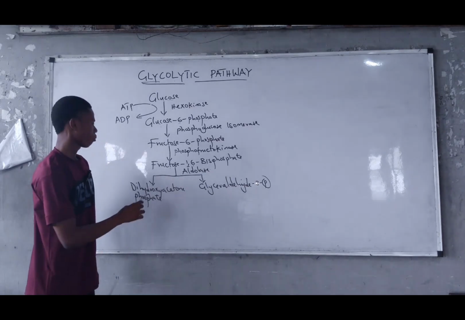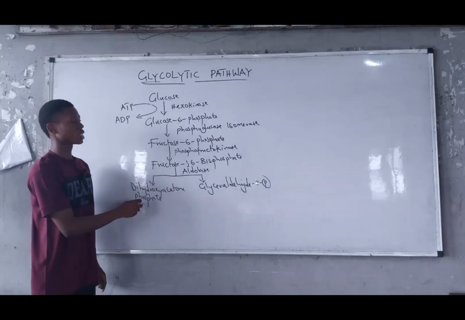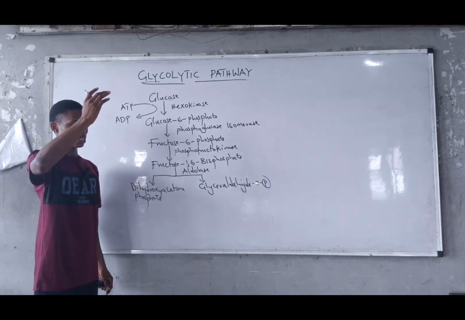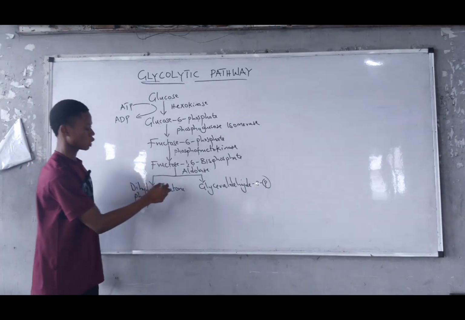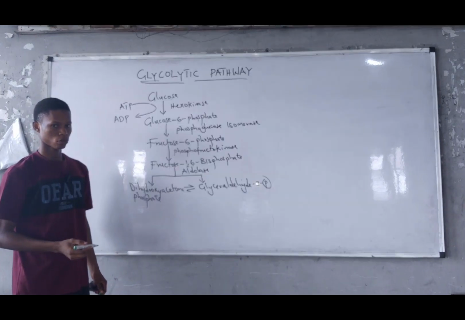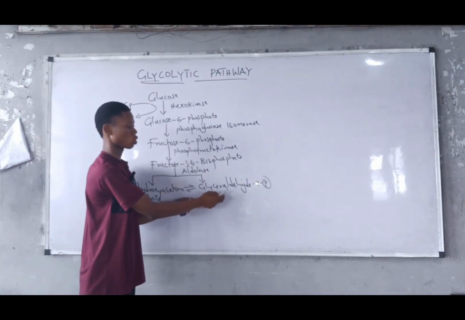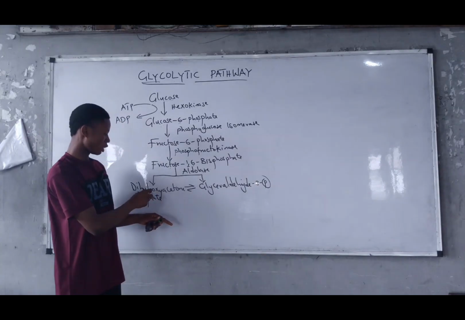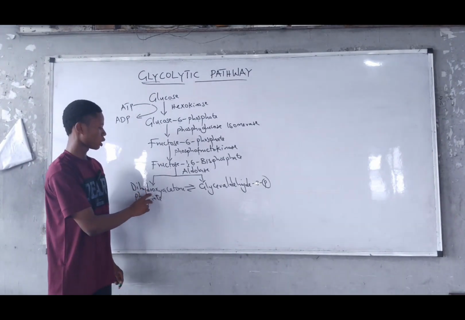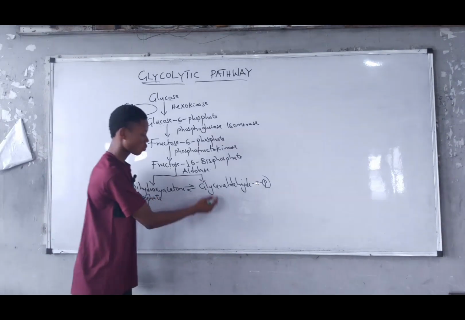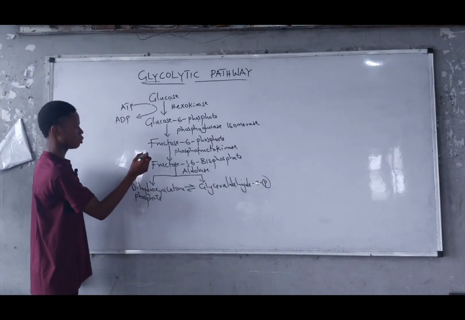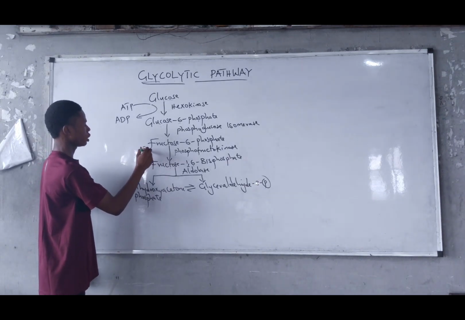Aldolase. Now, dihydroxyacetone phosphate cannot continue in the reaction, and so it is converted back. It is isomerized to another molecule of glyceraldehyde 3-phosphate. So now we have two molecules of glyceraldehyde 3-phosphate. So we'll just follow one pathway. Now the glyceraldehyde 3-phosphate, okay, here we had our ATP. ATP was converted here to ADP.